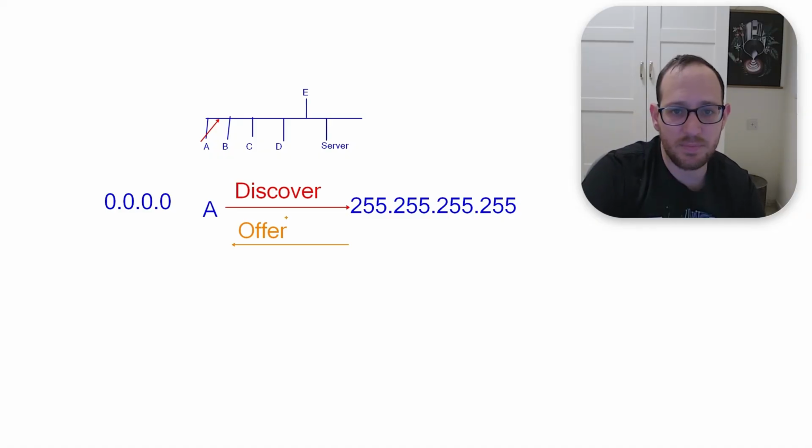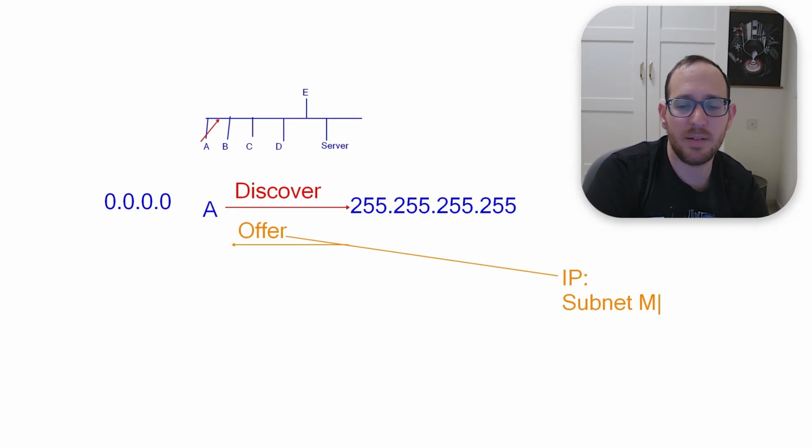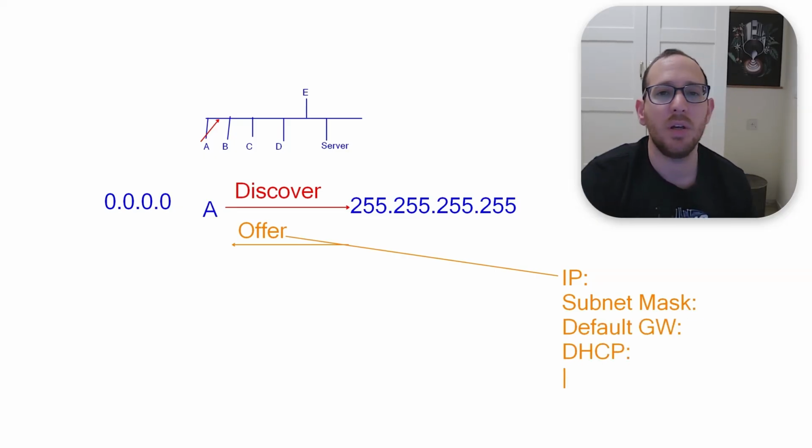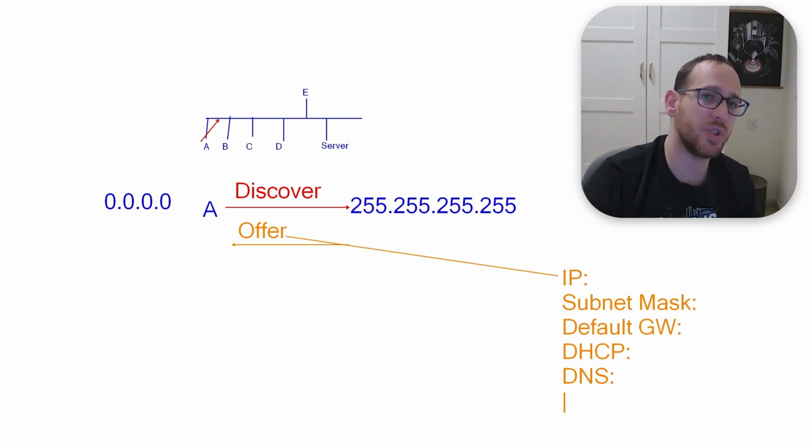What things? So let's write in more info here. An offer could look like this. This is the IP address that I propose for you. You can use this if you accept. This is your subnet mask. This is the default gateway. This is the DHCP server. This is the DNS server. We'll learn about DNS in a future video, and basically everything you need to know in order to be a functional part of this network.